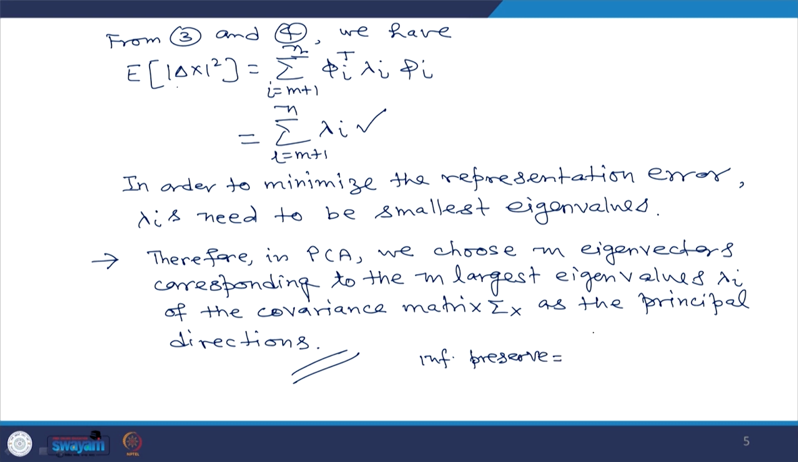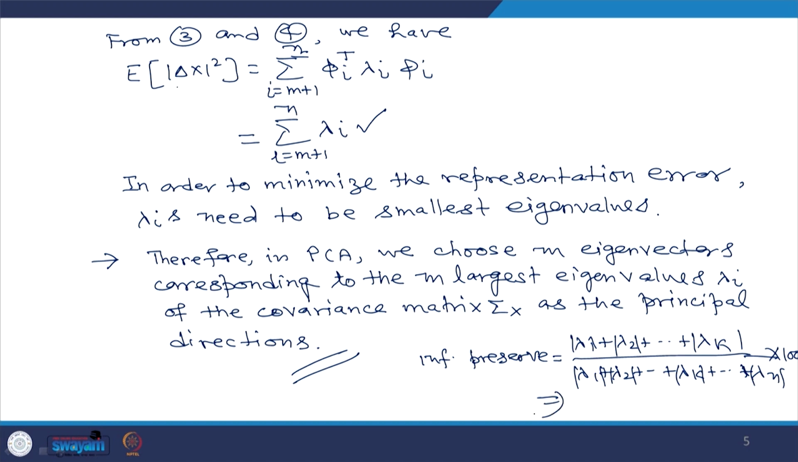So, information preserved is, if you are coming from n dimensional space to k, lambda 1 plus lambda 2 up to lambda k upon lambda 1 plus lambda 2 plus up to lambda n, and all are absolute values, into 100 will give you the percentage of information preserved in your data. Okay. So, now let us take some example.